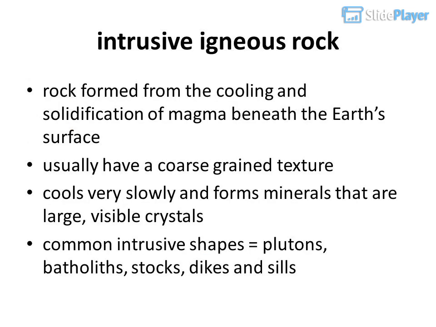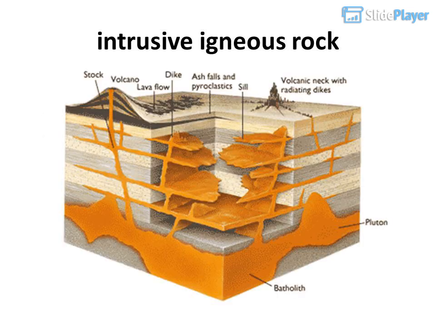Intrusive igneous rock: rock formed from the cooling and solidification of magma beneath the Earth's surface. Usually have a coarse-grained texture. It cools very slowly and forms minerals that are large, visible crystals. Common intrusive shapes equals plutons, batholiths, stocks, dikes and sills.